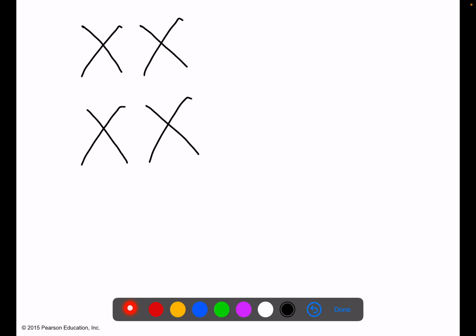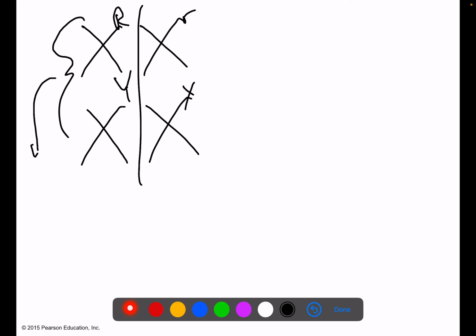On one, you would have big R, little r, and on the other one, you'd have big Y, little y. And if you did the law of segregation, you'd find this. These two would be inherited together, and you'd get big R with big Y. These two would be inherited together, and you'd get little r, little y.